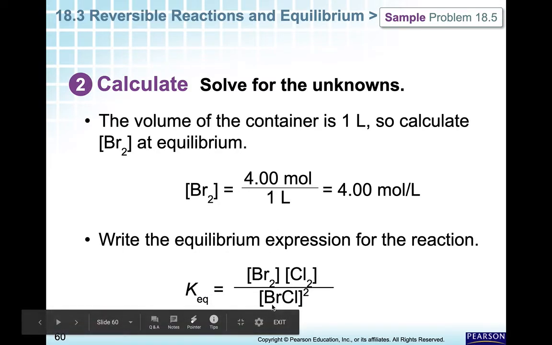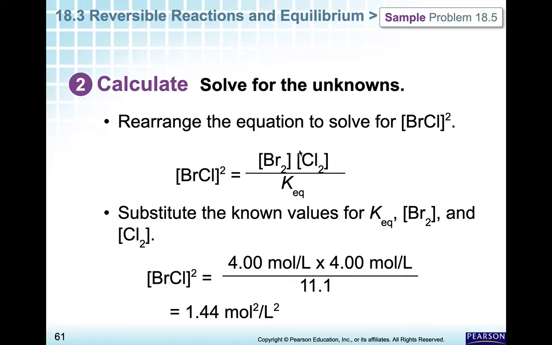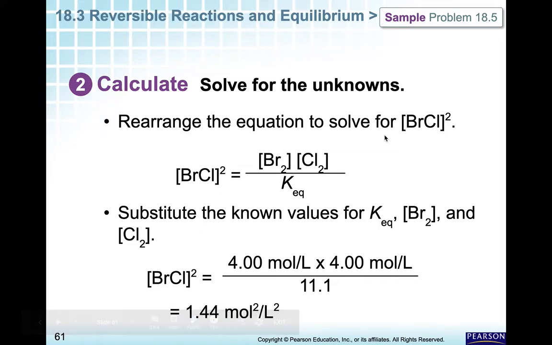So let me go back. To get from here to here, we multiplied both sides by the concentration of bromine chloride squared to move it out of the bottom of the fraction. And then we're going to divide both sides by K to get the bromine chloride by itself. So we've got the concentration of our reactant squared equals the concentration of our products over K. And we've got all these numbers, so we can plug them in and solve. We've got the concentration of bromine chloride squared equals 1.44 moles squared per liter squared.